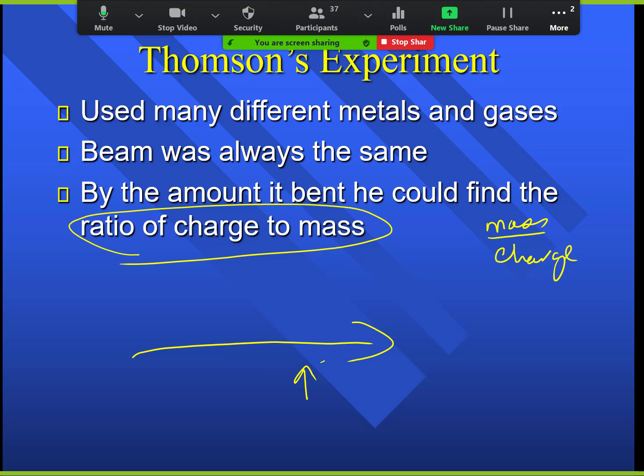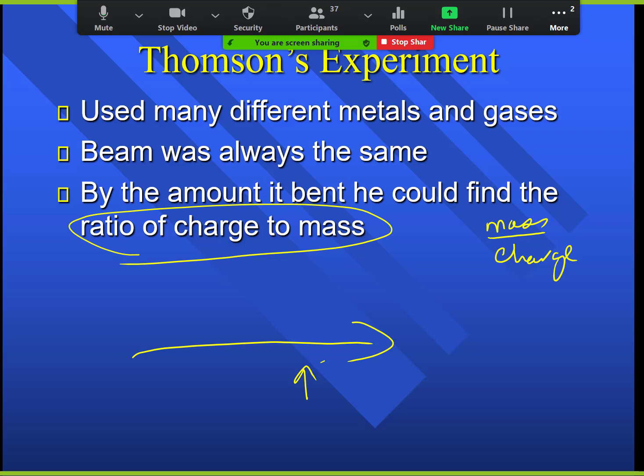Heavy things are harder to turn than light things. So if I have something with a big charge and it's heavy, it's going to turn the same as something with a low charge that's light. So the ratio of the two is always the same. Heavy over heavy gives you the same answer as light over light. Heavy with a high charge would look the same as light with a low charge. You can't tell the difference, but you can tell the ratio. And that was the same every time he did it.